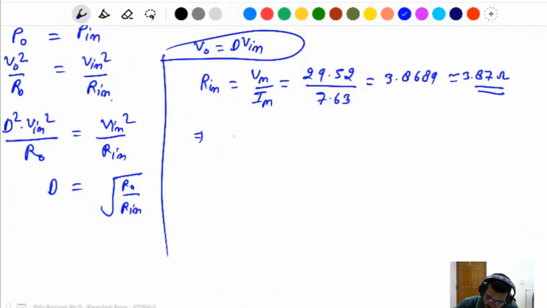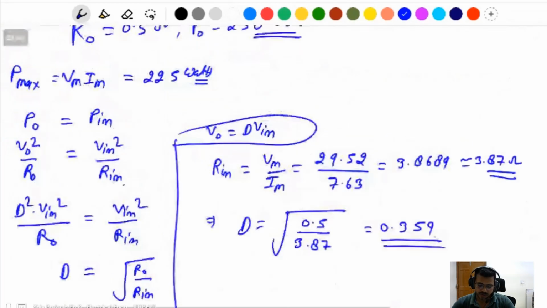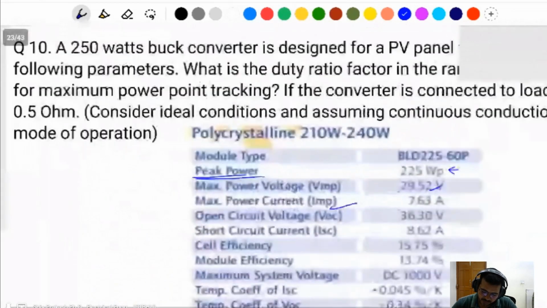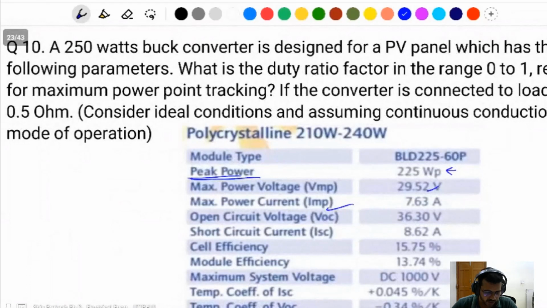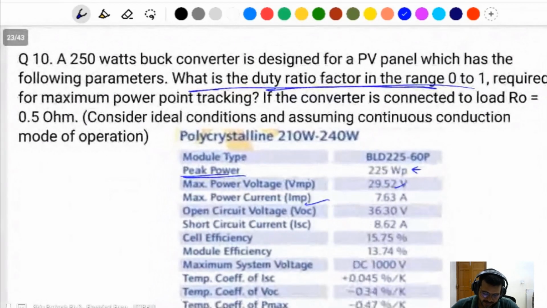Then duty cycle D will be calculated from here. R naught is given as 0.5 ohm, and R in is 3.87. Calculate 0.5 divided by 3.87 and take the root of this, which is equal to 0.359. This is the duty cycle where you can operate to get the maximum power of the solar panel. So it is asking about the duty cycle, the duty ratio factor.